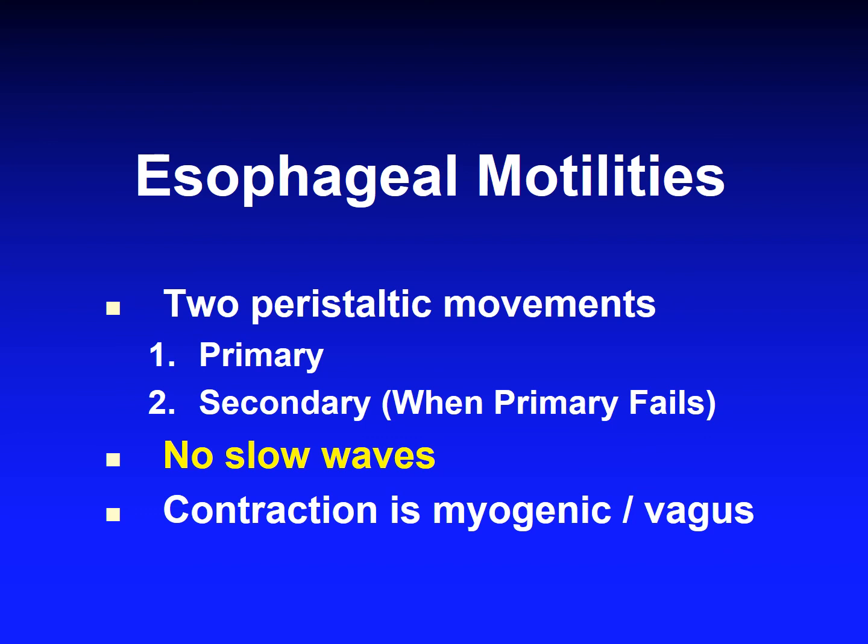The most important thing to remember in the esophageal motility is the fact that there are no slow waves, meaning that there are no ICCs. There are no slow waves, no plateau phase. The control of this motility pattern takes place by the vagus nerve.